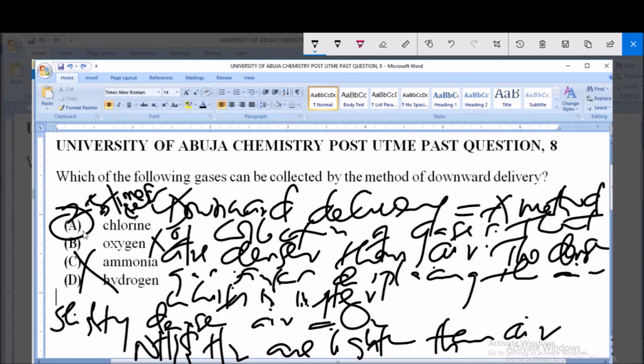So the most suitable answer in this particular question is A, option A, chlorine. So chlorine can actually be collected by a method of downward delivery.